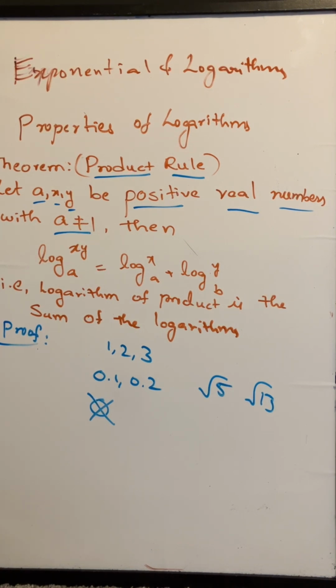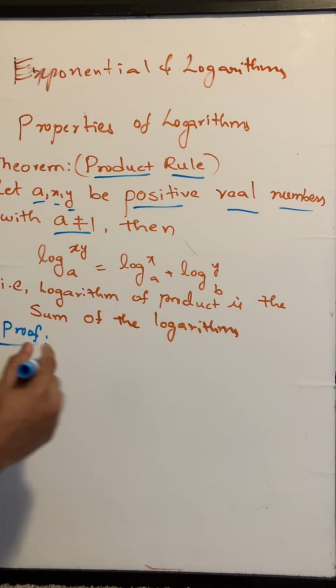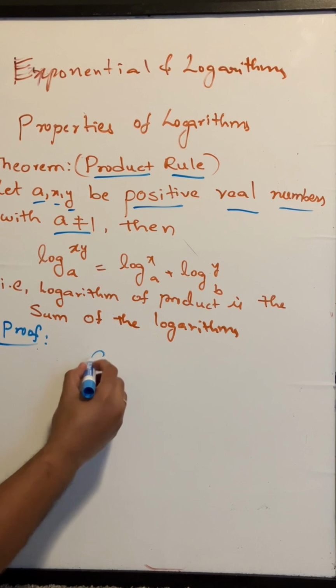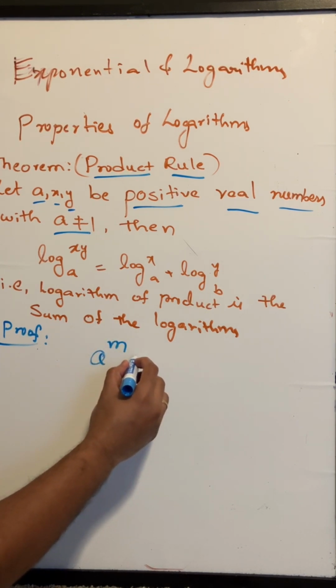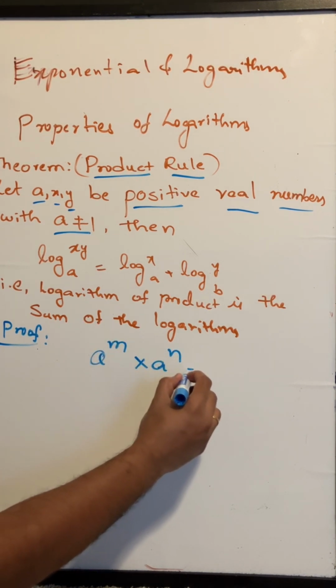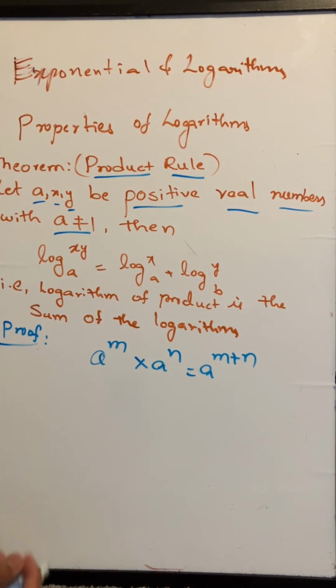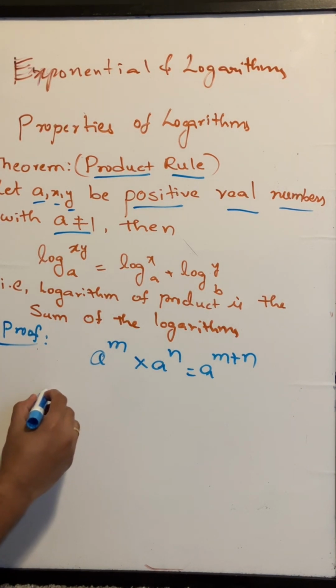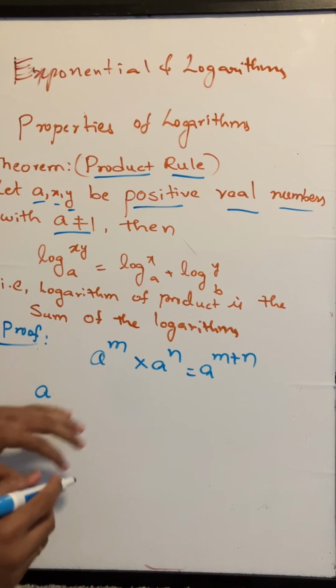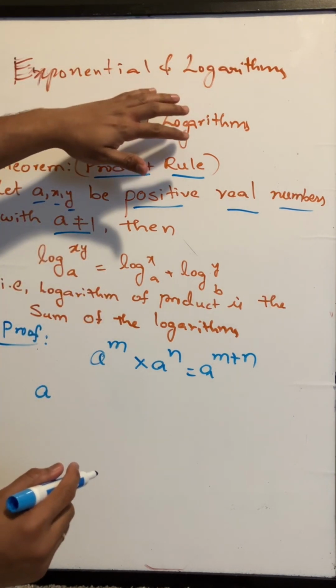Okay, let's write that one and write the proof. We already know a to the power of m multiplied by a to the power of n equal to a to the power of m plus n. We know this one already, isn't it? So let's do this with exponentials and logarithms, right?